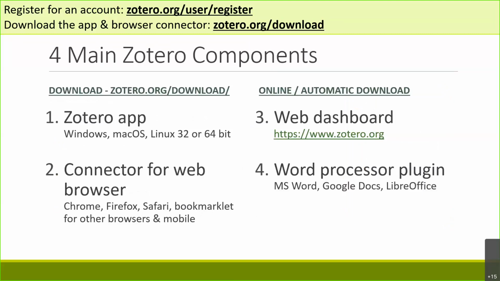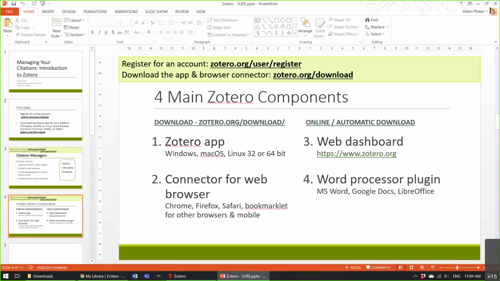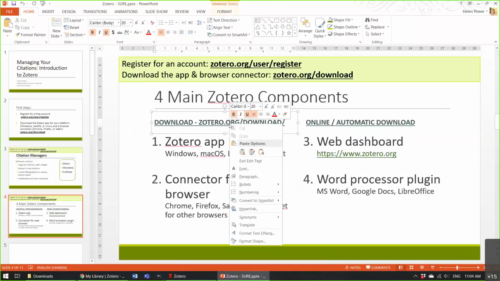There are four main Zotero components that you're going to want to know about. Basically, there's the main Zotero app. Zotero is a program that you download onto your hard drive, and you can go to this website here and just download that program. But there's also a connector for your web browser, so you have to go into whichever web browser you have. Actually, I think I'll just go to this link here and show you.